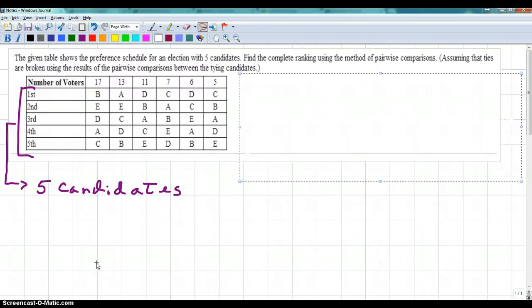For this particular problem, what we're going to do is establish a preference schedule. The problem reads, the given table shows the preference schedule for an election with 5 candidates. Find the complete ranking using the method of pairwise comparisons, assuming that ties are broken using the results of the pairwise comparisons between the tying candidates.